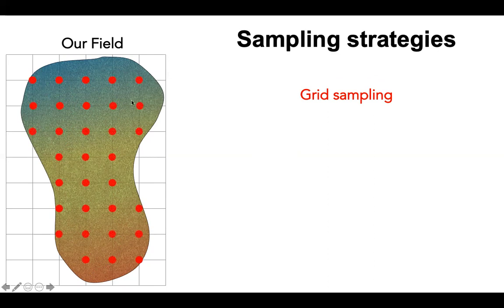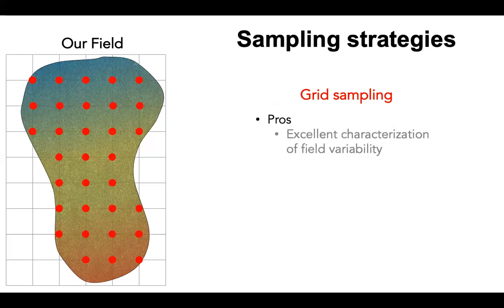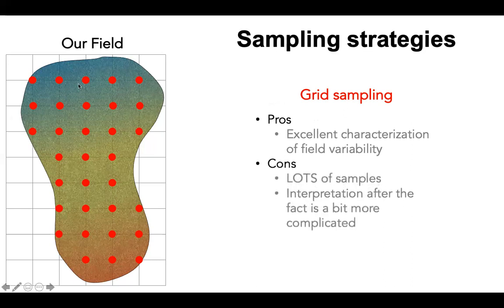Now, there are some definite pros to this. So for example, these samples are doing an excellent job of capturing the field variability, right? We are evenly sampling throughout the field, and so we're getting a good sense of what's going on there. Now, very clearly, there are also some downsides, like this is so many samples. This is at least triple the amount of samples that we have in one of our other strategies, right?